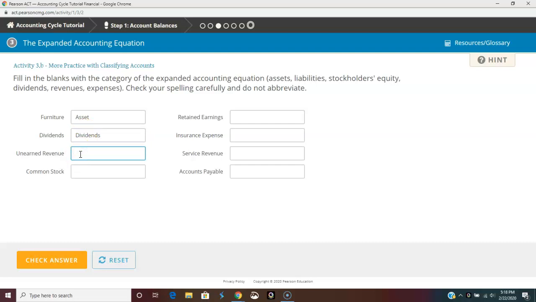Dividends. Unearned revenue, something that the company owes someone else. They haven't done the work. So that is a liability.